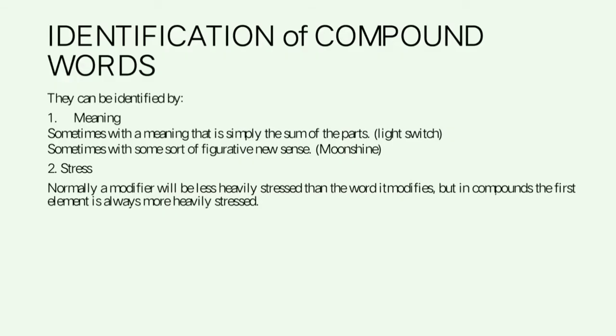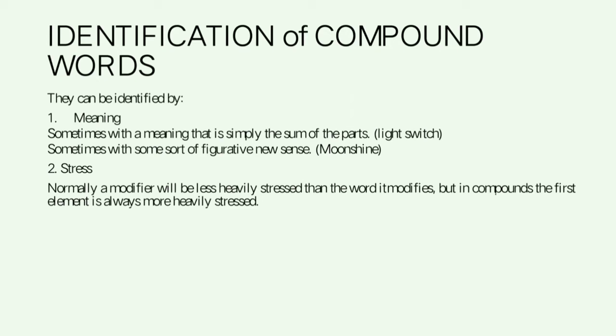The fourth material is about identification of compound word. They can be identified by meaning atau arti and stress. The first one is meaning atau arti. Sometimes, with a meaning that is simply the sum of the part. Terkadang dengan arti yang merupakan penjumlahan dari bagian-bagiannya. For example, light switch atau saklar lampu. Or sometimes with some sort of figurative nuance. Terkadang dengan semacam pengertian baru atau kiasan. For example, moonshine.